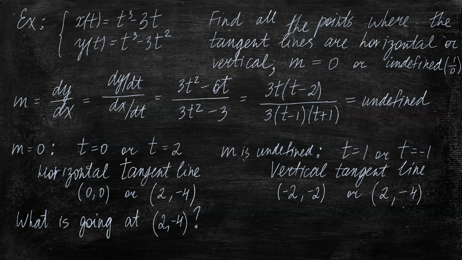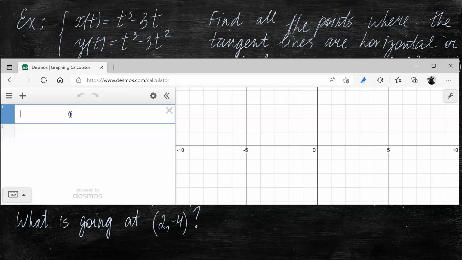the same time? And to answer this question, we're going to have to look at the graph of this parametric curve. To graph it, I'm going to use Desmos, and we're going to go and enter all these equations, and let's find out what's going on at this point. So we're looking at the point 2, -4. So where is that point?